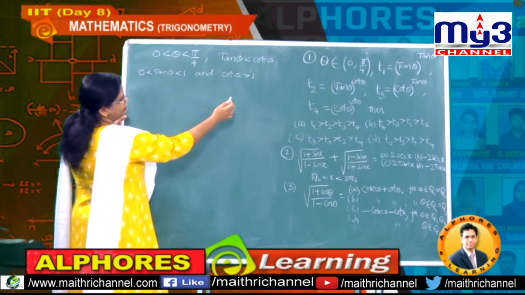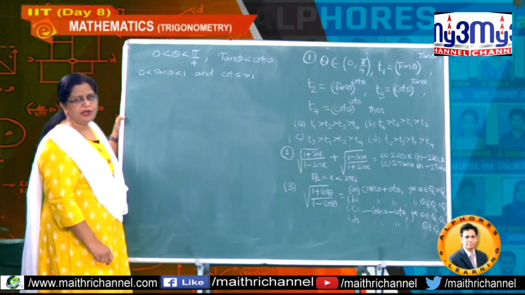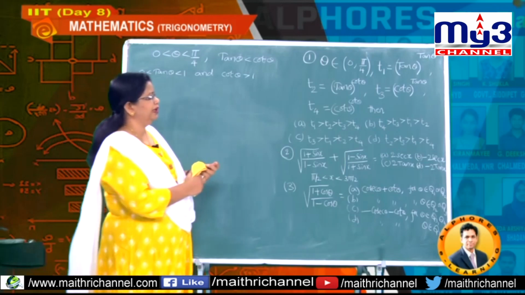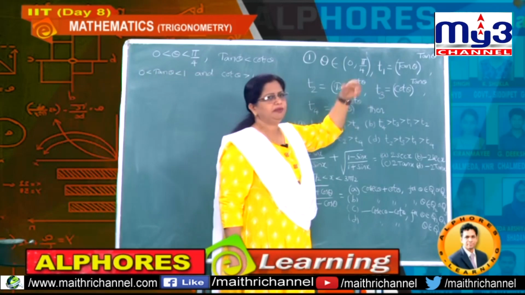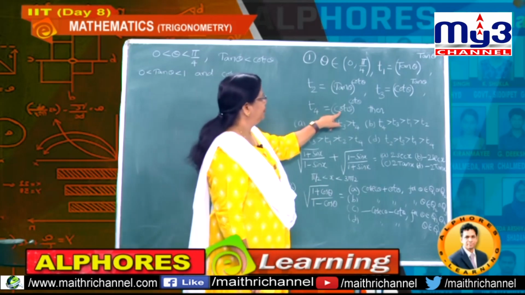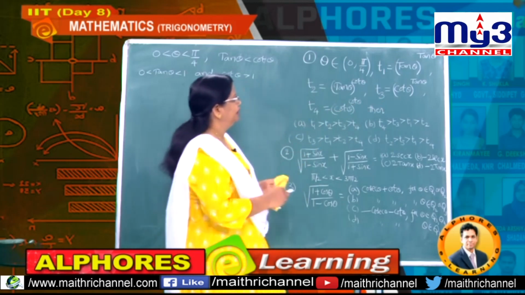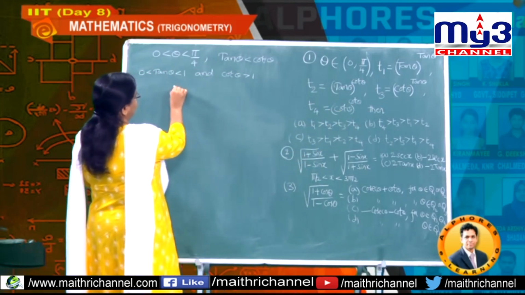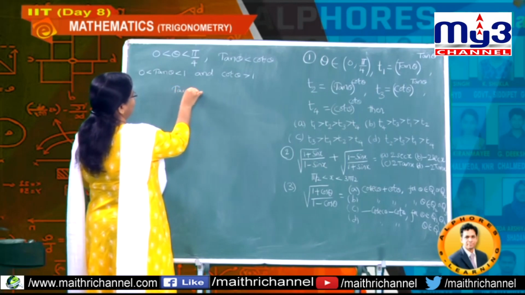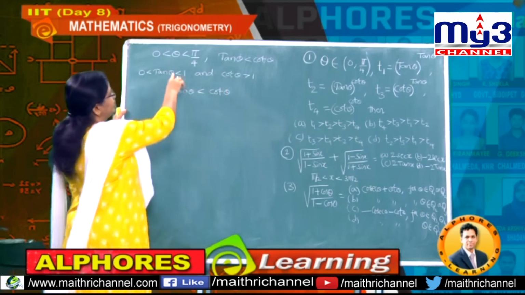Now first we observe T4. What is T4 given? Cot theta to the power of cot theta, and T3 also, you observe, is cot theta to the power of tan theta. Both the bases are cot, and you have the relation tan theta less than cot theta. So I am taking tan theta less than cot theta. Understand, students, from this interval.